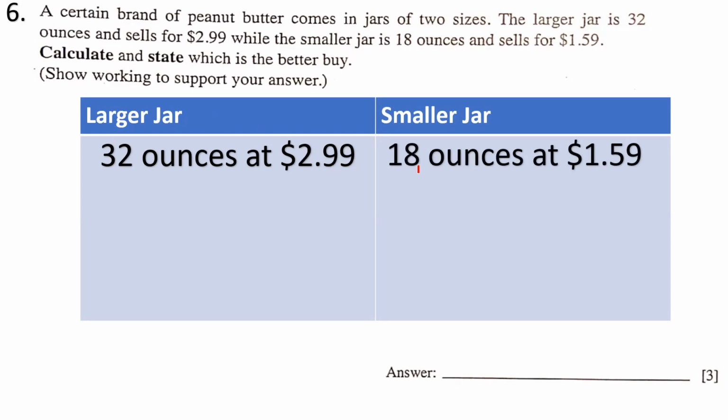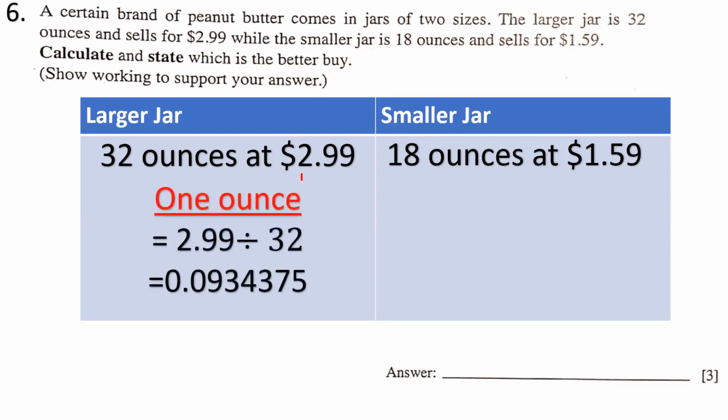So in order to figure out which one is the better buy, we're going to figure out, okay, at this price, how much am I getting? How much does 1 ounce cost at this price? So if we do 32 ounces for $2.99, how much is 1 ounce actually costing me? In order to figure out that answer, we have to divide. So we say $2.99 divided by 32. And so the answer is 0.0934375. So basically you pay about 9 cents for 1 ounce at this price.